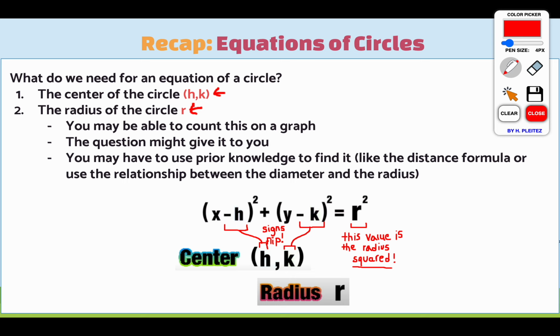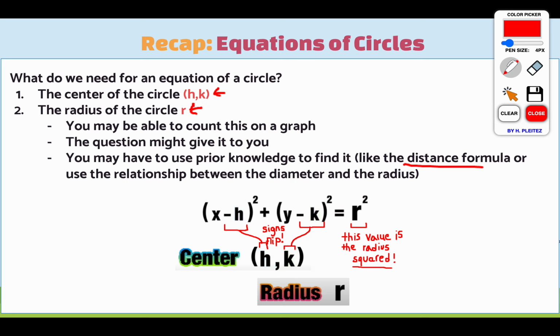Now, to find our radius, we might be able to count it if it's a nicely drawn circle on a graph. We might be given it by the question, or we might have to use some prior knowledge, like the distance formula, to help us figure out what the radius actually is. Now, some things to keep in mind, the conic form for the equation of a circle is what we did. We have (x - h)^2 + (y - k)^2 = r^2.